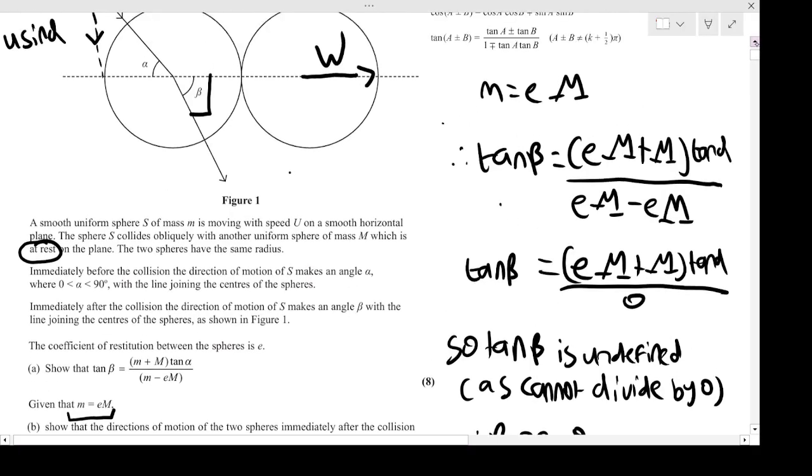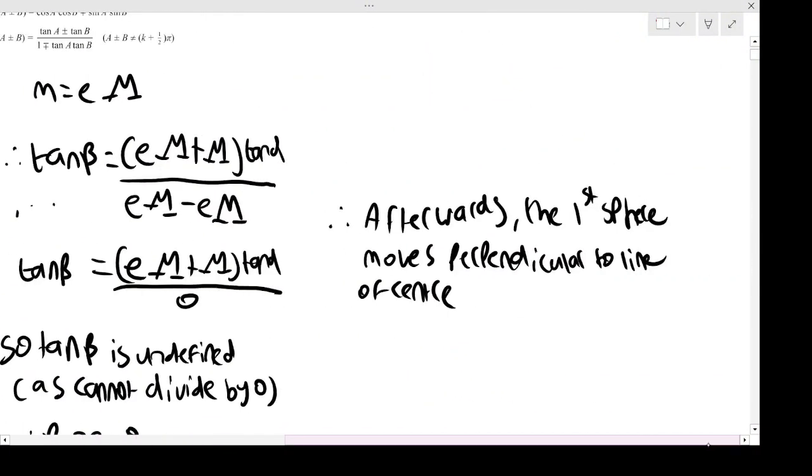Well, that makes sense actually, because as we just worked out, the first sphere is moving perpendicular to the line of centre, but we also know the second one is moving parallel. So you can see then, if one's moving perpendicular and the other one's moving parallel like that, then their two directions are going to be perpendicular to each other. And there we are.